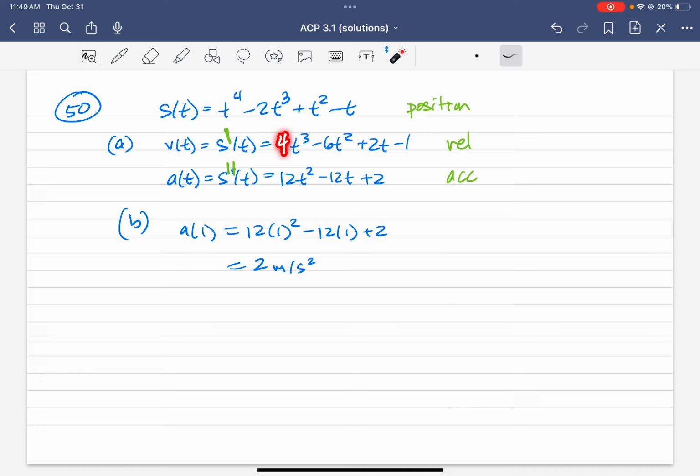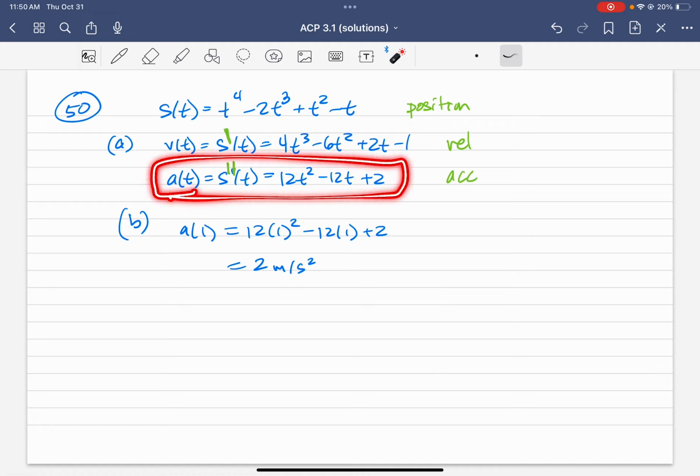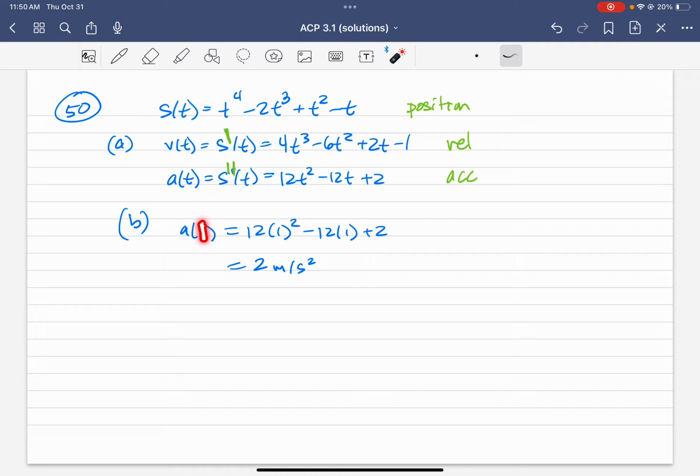And so I pull out my 4, the derivative of t cubed is going to be 3t squared, so that 4 times 3 is where I get this 12. Pull out a constant 6, the derivative of t squared is 2t, so that's where I get 12t. Pull out a constant 2, but the derivative of t is just 1, so that's where that comes from. And the derivative of a constant is 0. So there is my acceleration. But then they want to know the acceleration after 1 second. You just plug in 1 and get 2, and the units for acceleration are meters per second squared.